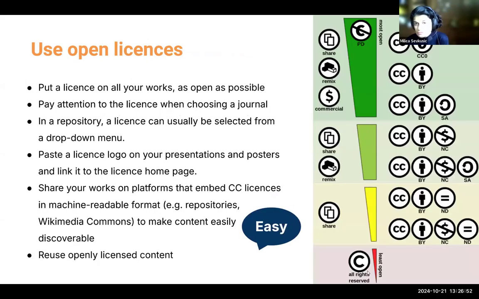Another thing that you can do, and it's very easy to do, is to use open licenses. Creative Commons licenses are probably the most common, but for example, for software, different types of licenses are used. And they are usually inbuilt in platforms, so basically, you choose from a drop-down list. So choose as open a license as possible. Sometimes you can't choose an open license, but if you can, just choose CC BY. And also pay attention to which licenses journals are using when publishing with them.